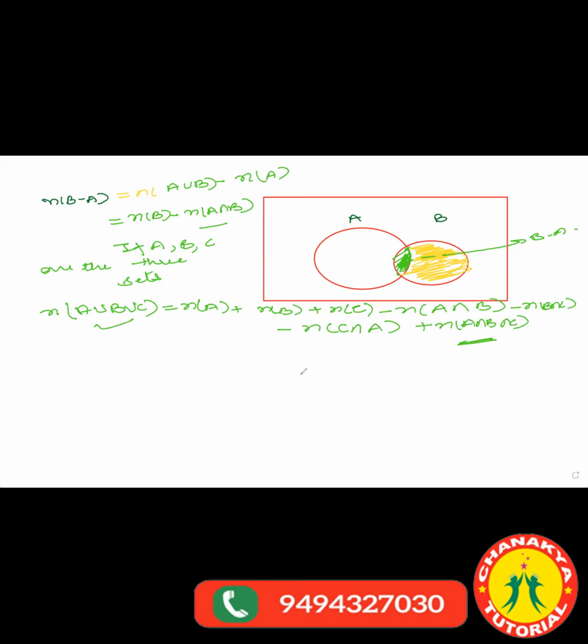If three sets are there, it will be like this. This is your set A, this is your set B, and this is your set C. So first of all, A union B union C means the whole. You will write the number of elements in A, number of elements in B, number of elements in C. Then subtract this part, then this part, then this part. Then subtract this whole part. Then add the A intersection B intersection C part.